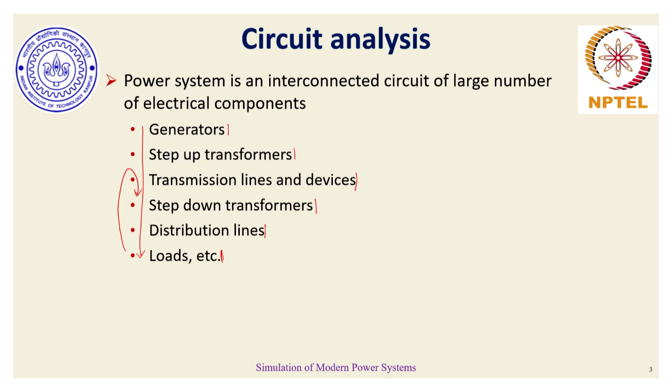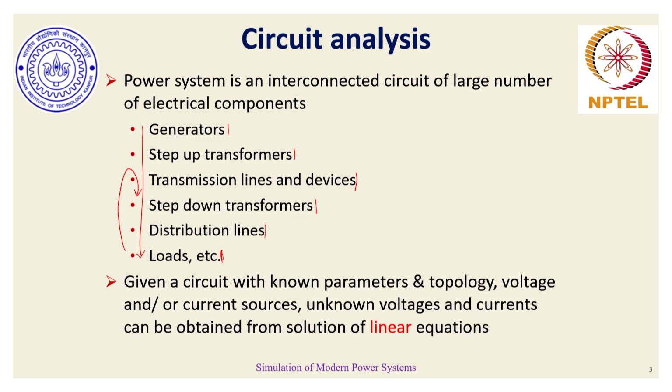So, our power network has all these electrical components, and given this electrical circuit, we know the corresponding parameters. By parameters I mean the distribution line resistance, inductance, transmission line resistance, inductance, capacitance, the values of step-down transformers in terms of their turn ratios, and the topology, the way these different elements are interconnected among themselves, whether they are connected in series, in parallel, star, delta configuration.